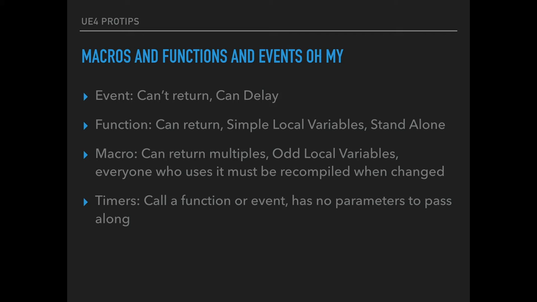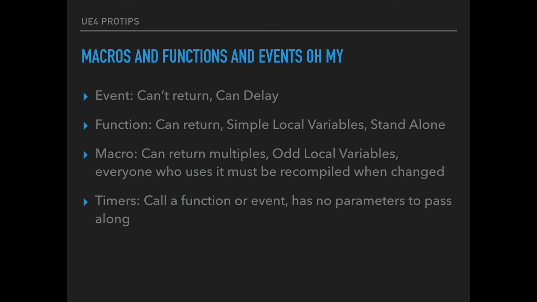And then timers. Timers can call a function or event on completion. So, you know, timers and events go hand in hand when you want to do delayed things. You cannot pass a parameter out of a timer or into a timer. You can't say, like, grab this variable, wait 5 seconds, return this variable. But you could emulate that by being clever with your blueprints in a different way. Or just learn C++, and you can do that.